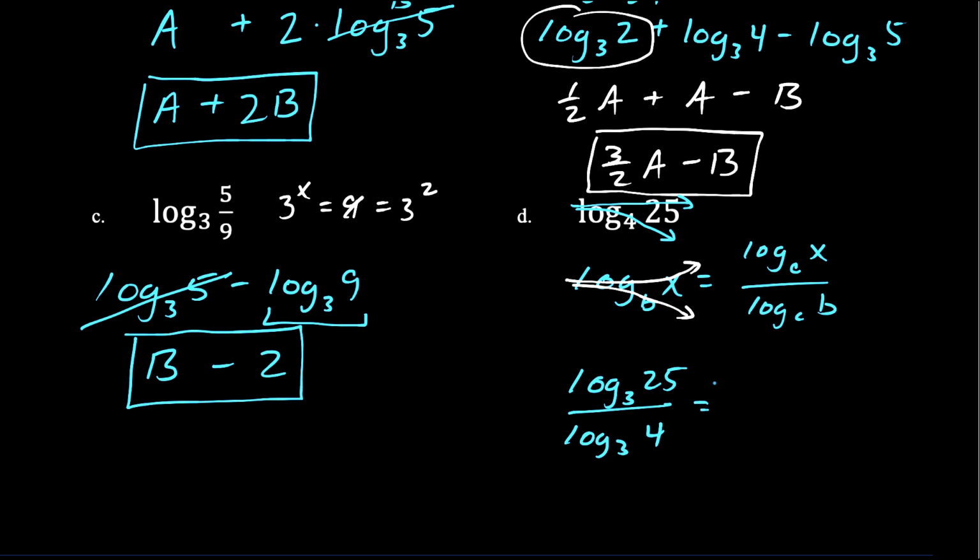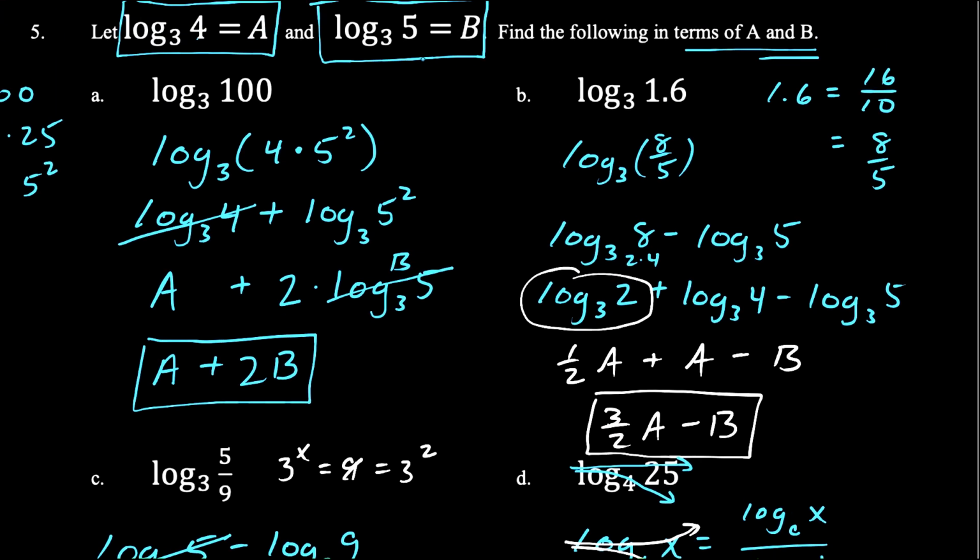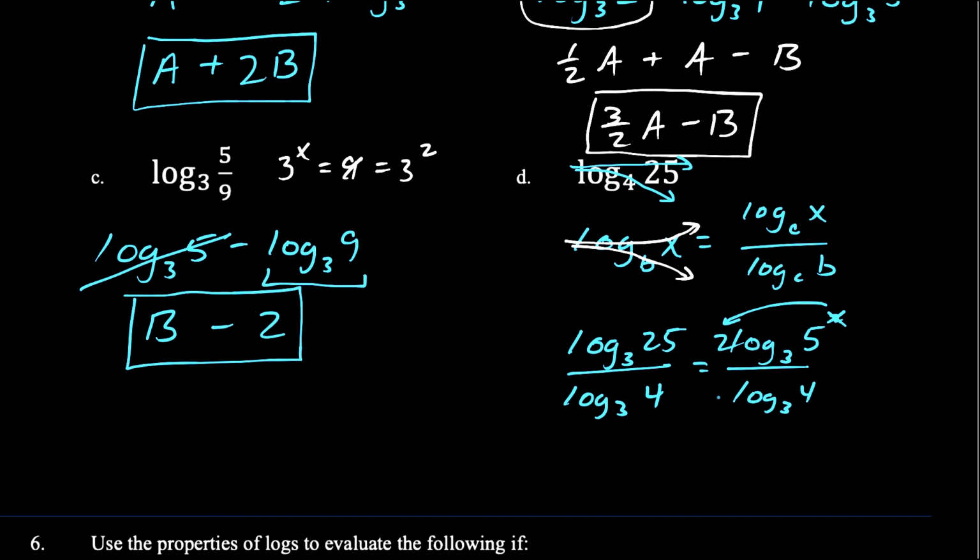Now log base 3 of 25 we saw earlier is the same as log base 3 of 5 squared. And that 2 can come out front. This is what we do a lot, over log base 3 of 4. So we have 2 log base 3 of 5. Remember, log base 3 of 5 was simply b. So we're going to have 2b. Let's make sure we write that correctly, over log base 3 of 4, which is a.